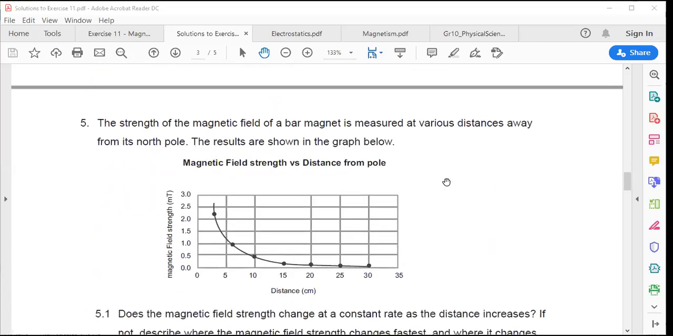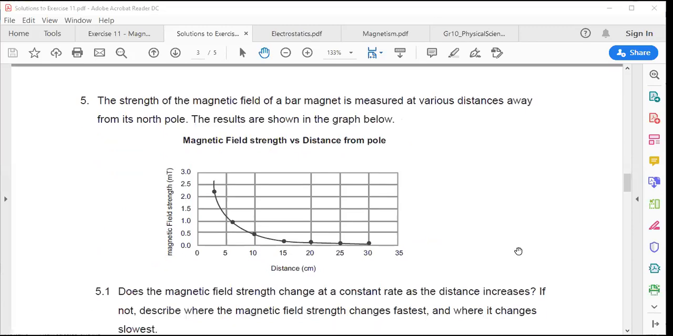Number 5 says the strength of the magnetic field of the bar magnet is measured at various distances away from its north pole. The results are shown in the graph below. So you're given your graph, magnetic field strength versus distance from the pole. So that's distance on your x-axis, and magnetic field strength on your y-axis. As you can see, your graph there, it's a hyperbola, right? It's decreasing, all right? It's not a straight line, but it's a curve.